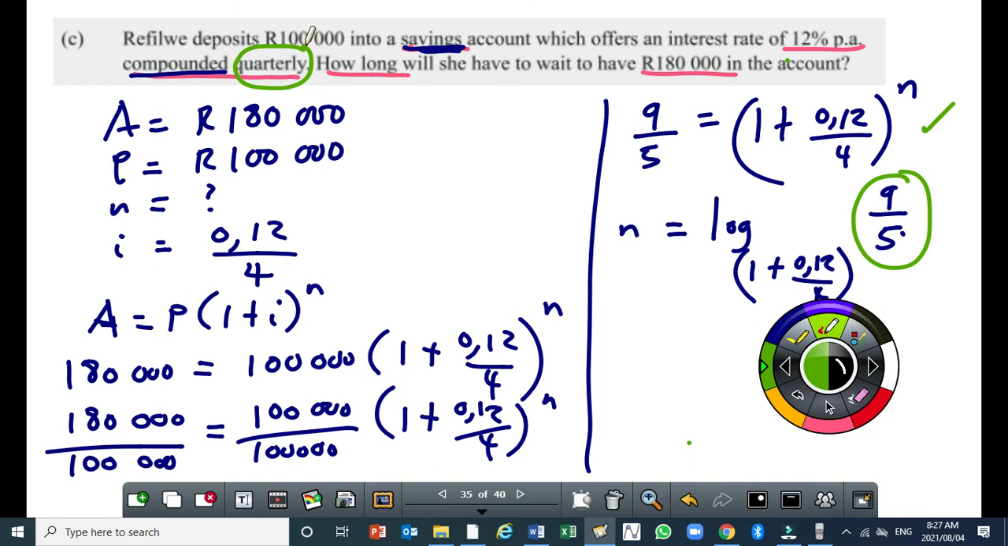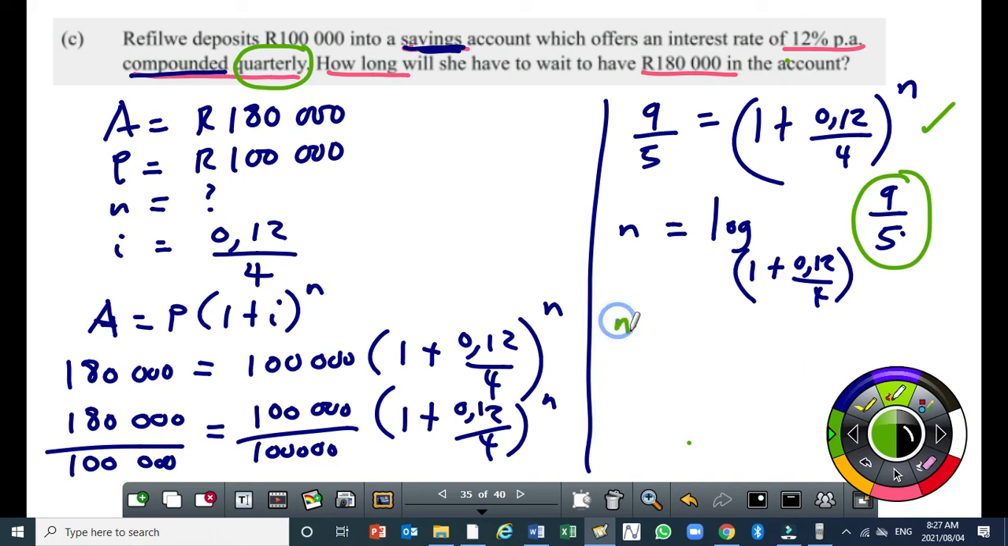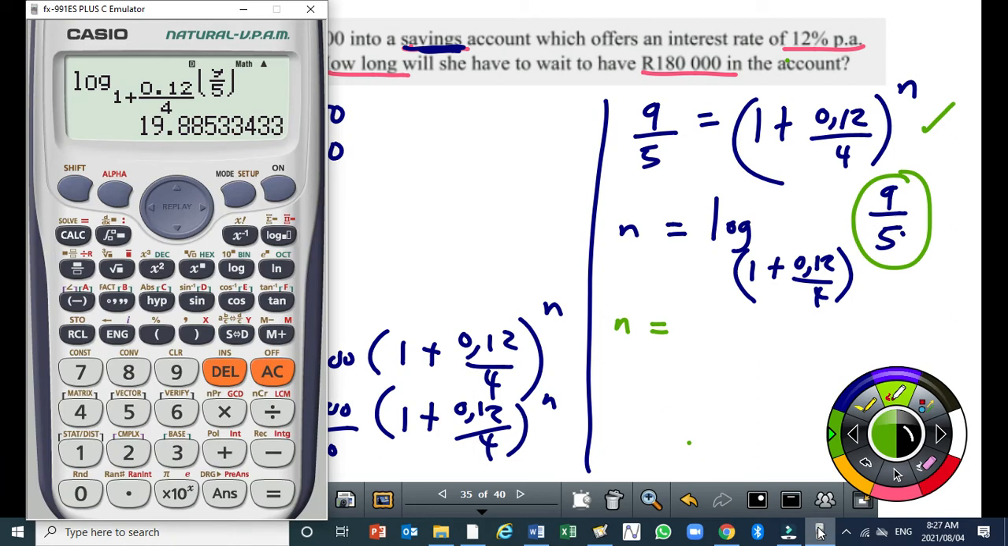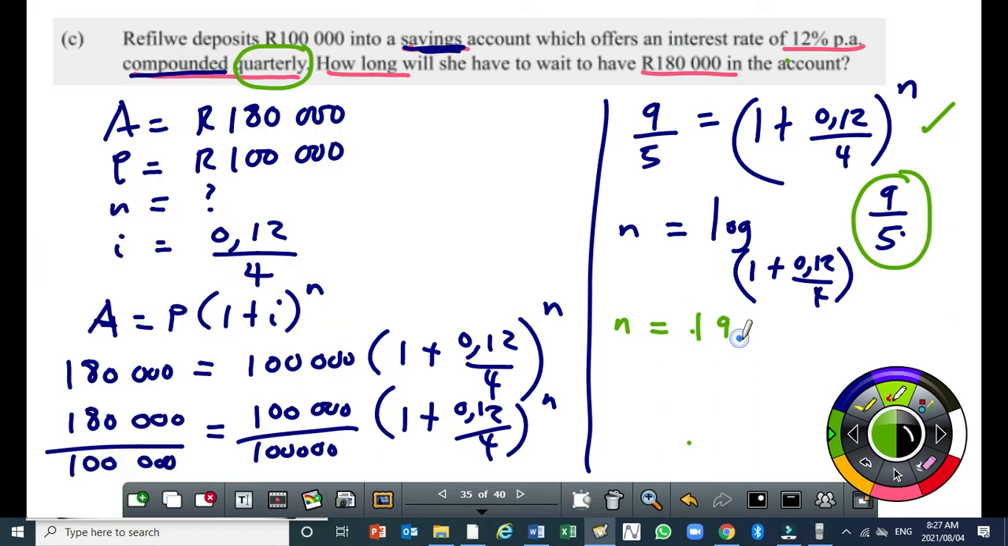So here I'll say n is going to be equal to, let me just write it. It will be 19.8853, then I'll put dot dot. You can do that because that's not the final answer. The final answer, you have to divide this answer here by 4 to get the number of years.